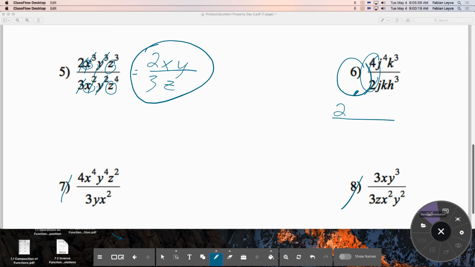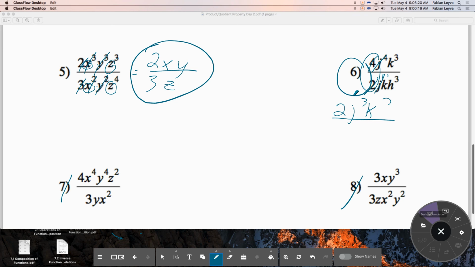Now, I notice I have a j to the 4 and a j at the bottom. Just because I'm a visual person, I'm going to go ahead and write those exponents of 1. Now, there are 4 j's on top, 1 j in the bottom. So you know you're going to have 3 j's on top. So j to the 3 stays on top. What I mean by top is the numerator, right? Now, let me cancel these out. I can see that I have a k to the 3 and a k to the 1 in the denominator. So I'm going to subtract those exponents.